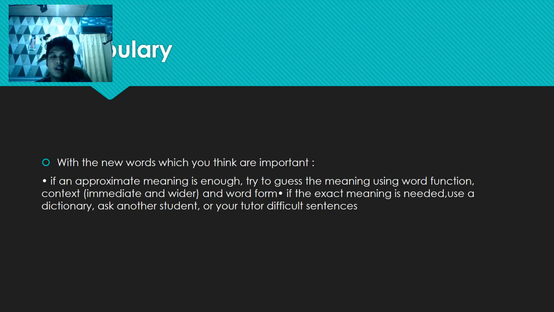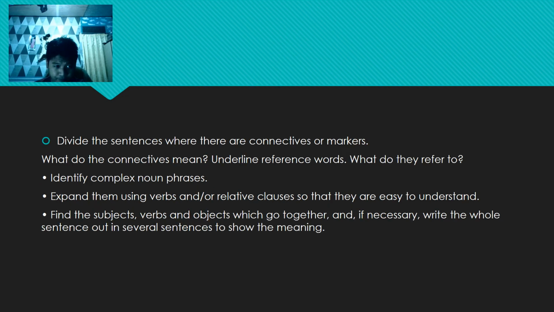Ask another student or your tutor about difficult sentences. Divide the sentences where there are connectives or markers. What do the connectives mean? Underline reference words. What do they refer to? Identify complex noun phrases. Expand them using verbs and/or relative clauses so that they are easy to understand. Find the subjects, verbs and objects which go together, and if necessary, write the whole sentence out into several sentences to show the meaning.